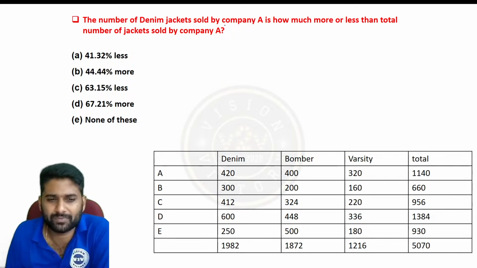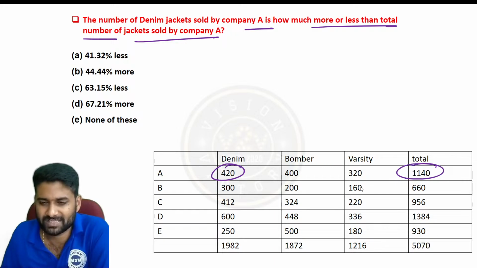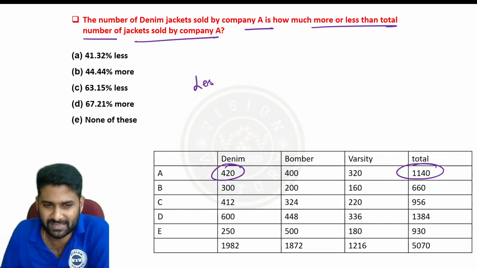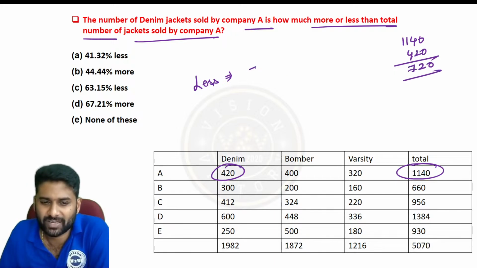The number of denim jackets sold by company A is how much percentage more or less than the total number of jackets sold by company A. Total number of jackets is 1140. Definitely the answer must be less. How much less here? 1140, just subtract 420 units. So 720.